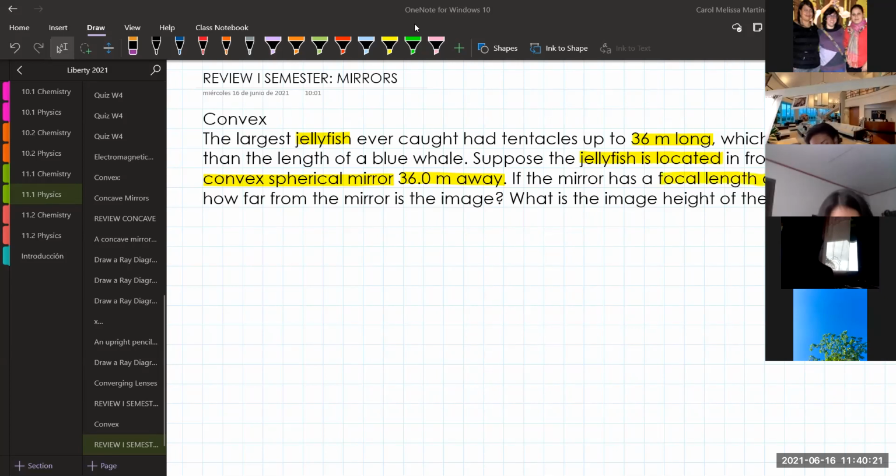It's asking, how far is the image? Which means that is the distance. How far? I'm talking about a distance. So what is the distance from the mirror? The image is formed at what distance from the mirror, and then the question says, what is the image height of the jellyfish? So I'm looking for the image height. So I'm going to transform this data into a list of givens.